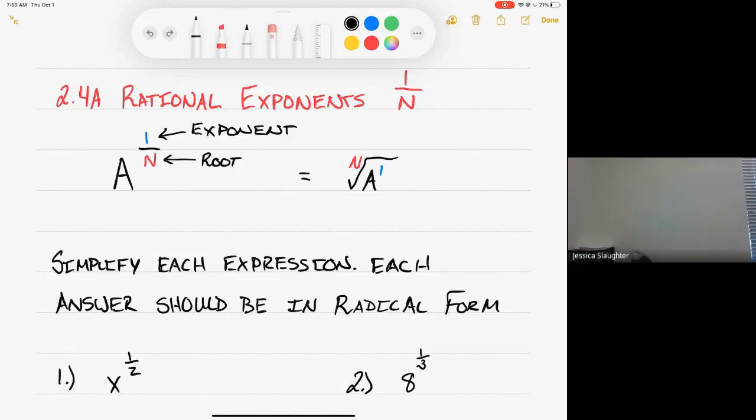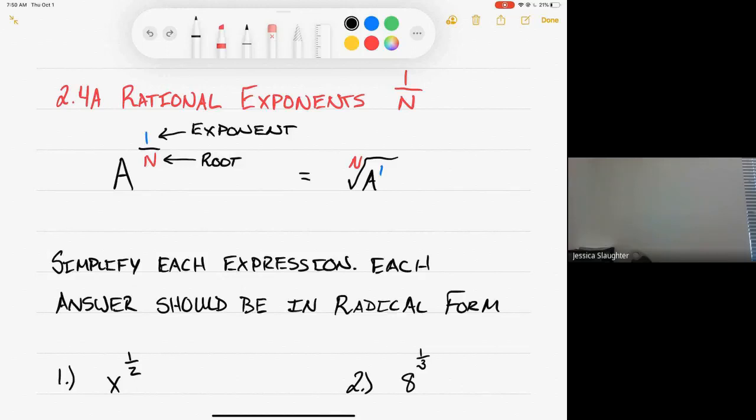All right, so we're going to use the rules for rational exponents. Again, if we have a number or a variable, in this case a, raised to a fractional exponent with 1 in the numerator and n in the denominator, the denominator is the root, the numerator is the exponent. It gives us the radical, the nth root of a raised to the power of 1.